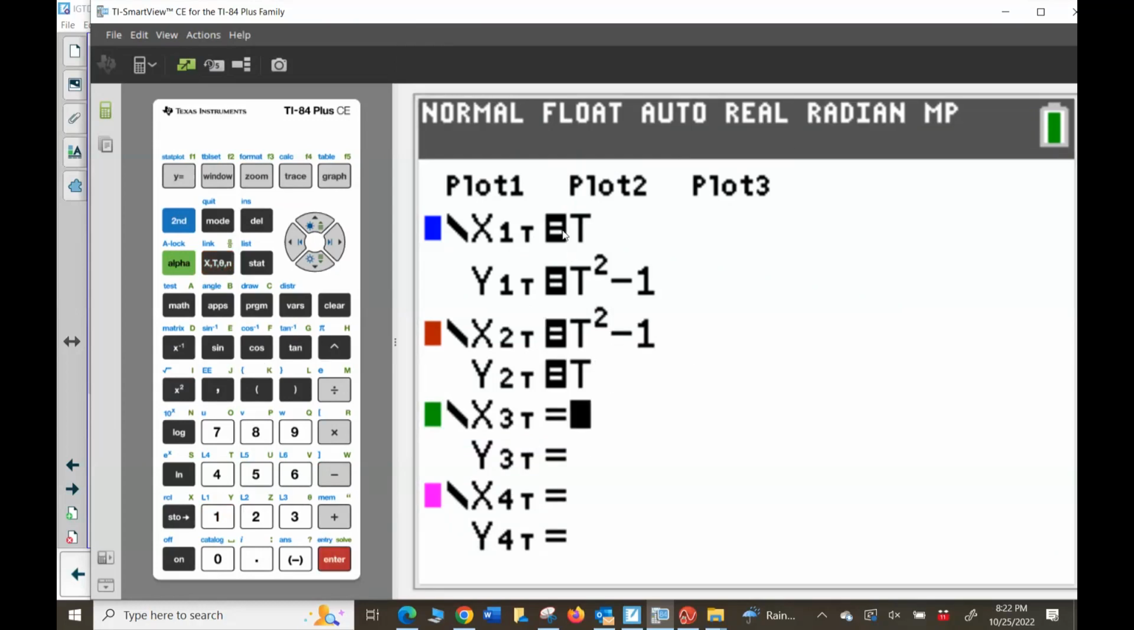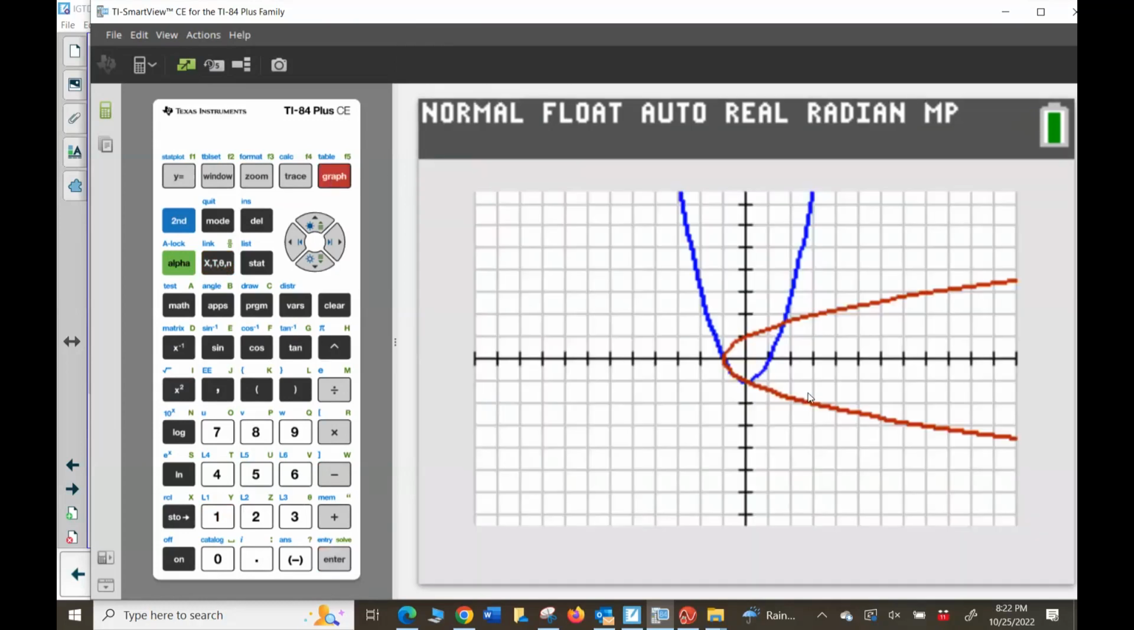So now I'm going to go ahead and graph the inverse of what's in blue and brown. And I get this beautiful looking inverse, but you can see it's not a function.